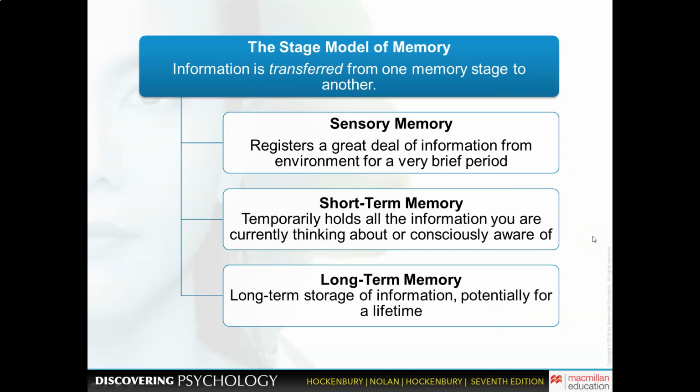So as we mentioned earlier, there are three different stages to memory, and those refer to what's known as the stage model of memory. So the first stage is our sensory memory. That basically refers to our sensory receptors taking in all the information that we are concerned with at the time, and then once it's registered, it will proceed on to what's known as short-term memory, and that just means the temporary holding of all the information that we're currently thinking about or consciously aware of.